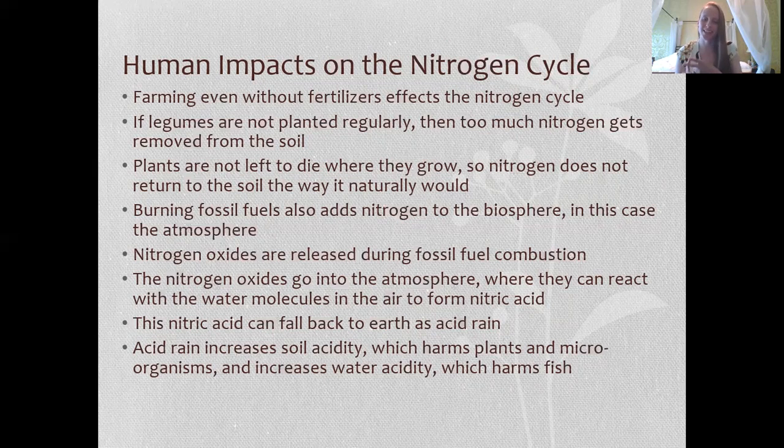But those nitrates and nitrites go into the atmosphere, they react with water molecules in the atmosphere and form nitric acid, which then falls back to Earth in the form of acid rain. Acid rain will decrease soil pH, it can harm plants, microorganisms, it can harm fish if it's affecting bodies of water, that sort of thing.